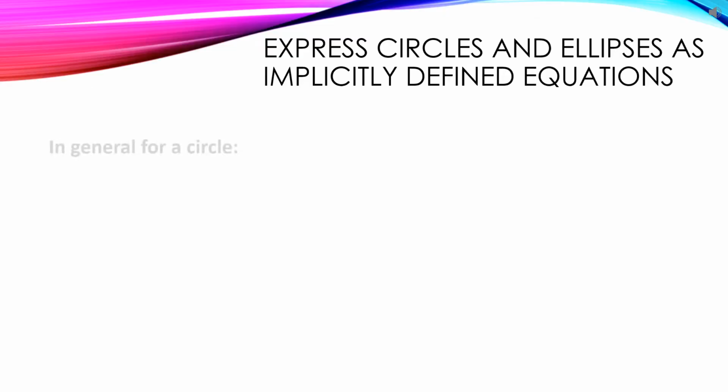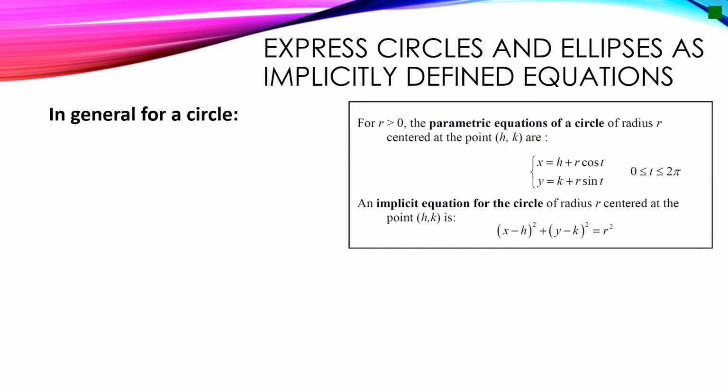All right, so in general, for a circle, for r greater than 0, the parametric equation of a circle of radius r centered at the point h comma k is x equals h plus r times the cosine of t, and y equals k plus r times the sine of t, where t is from 0 to 2 pi. And then if we take that parametric equation and rewrite it as an implicit equation, we will always get a radius of r centered at the point h comma k, and the form will be quantity x minus h squared plus quantity y minus k squared equals r squared.